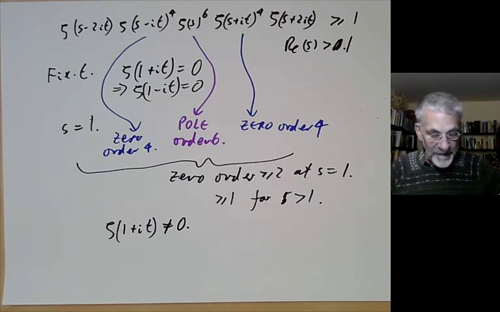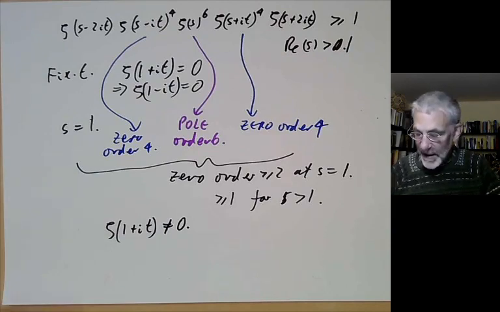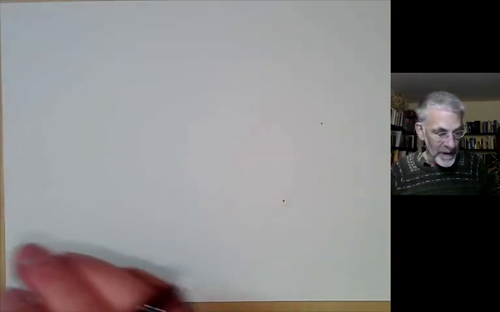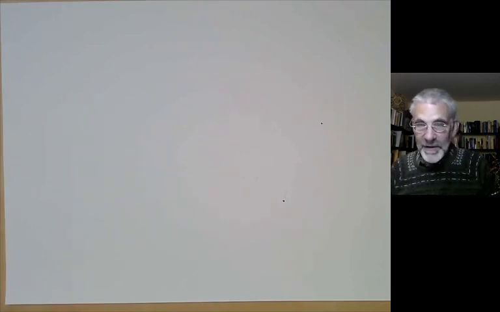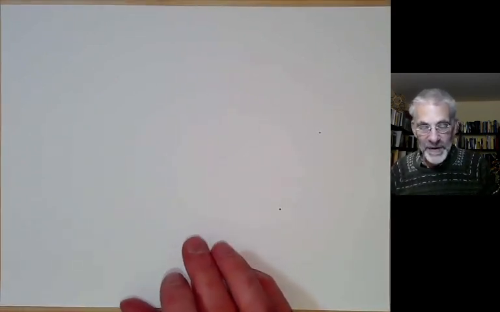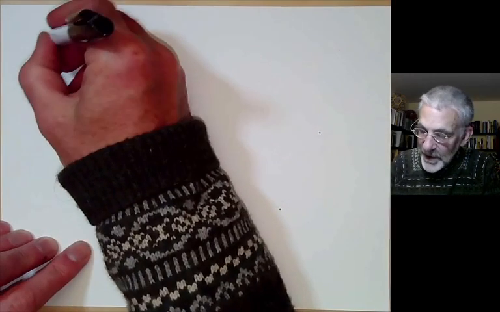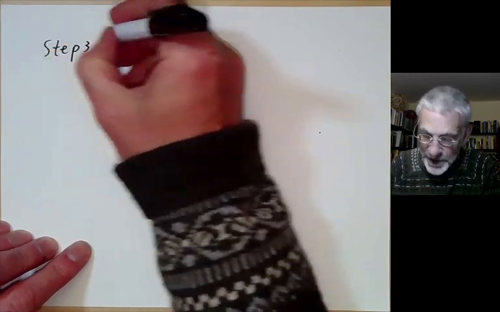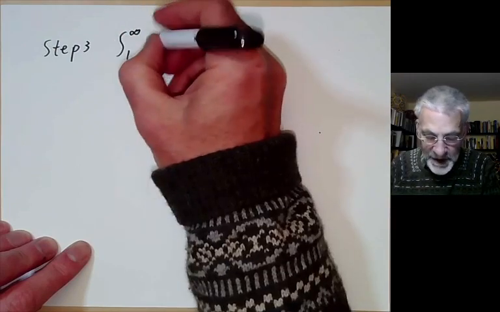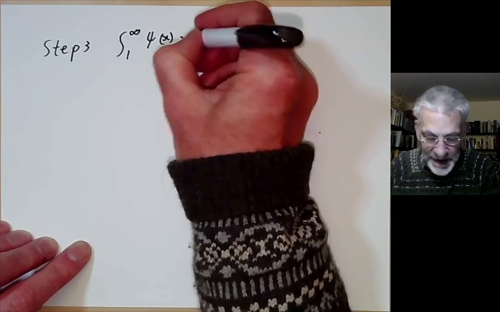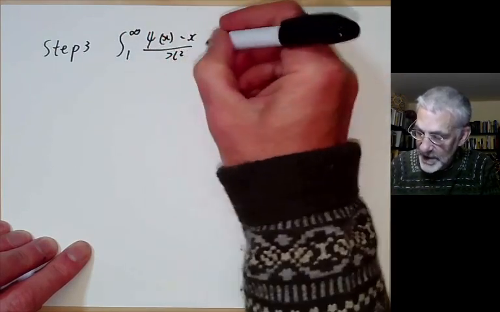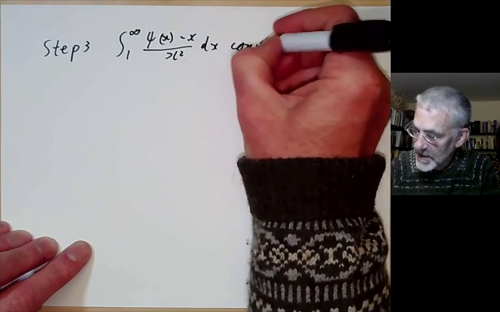So that's the first step of the proof of the prime number theorem. The next step is to prove Newman's Tauberian theorem, but I'm not actually going to do that because it involves a slightly tricky bit of complex analysis. So we're going on to step three, which is to show the integral from 1 to infinity of (psi of x minus x) over x squared dx converges.